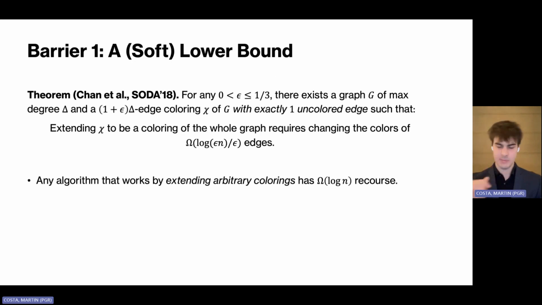And this is a bit of an issue because it means that any algorithm that is analyzed by assuming that the input is just some completely arbitrary coloring in the graph, and you want to extend this to a brand new coloring after you take some arbitrary edge and insert or delete it, any analysis that works like this is going to have a lower bound of log n. You're not going to be able to beat this.